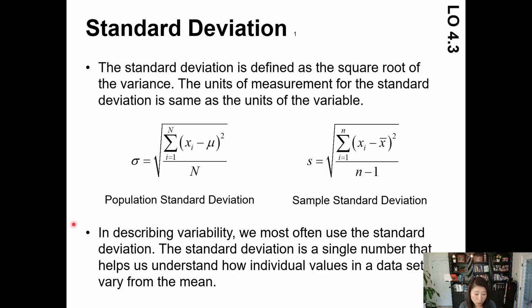In describing variability, we most often use the standard deviation. It is a single number that helps us understand how individual values in the data set vary from the mean. Therefore, this is the most popular measure you need to use to measure variability.